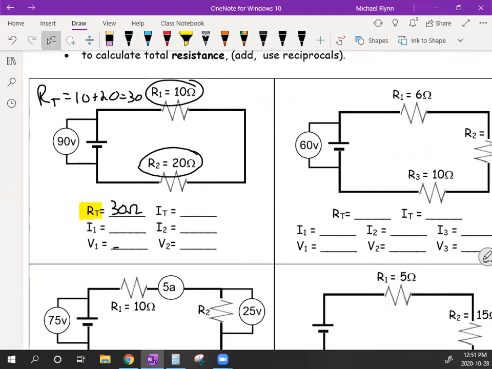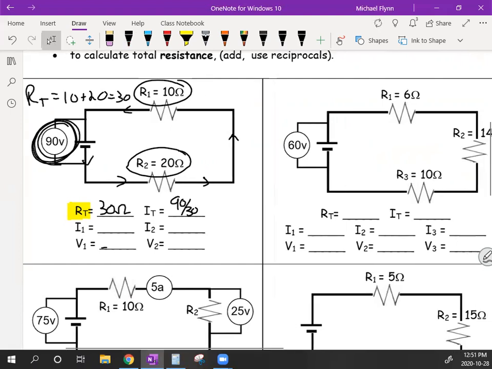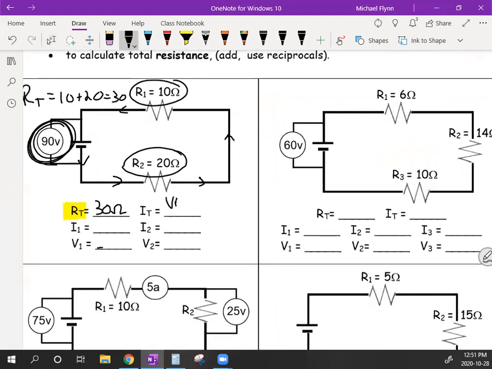Now, what about the total current? Well, that's the current that flows out of the battery. It's the same everywhere, because there's only one path. But to get that, I have to divide. So my battery voltage is here, 90 volts. Using Ohm's law, 90 divided by 30, which is the total resistance. Let me write that out for you. I'm going to do the battery's voltage divided by the total resistance, which is equal to 90 over 30, which is 3 amps. And they're all 3 amps because it's a series circuit. So all of my currents are 3.